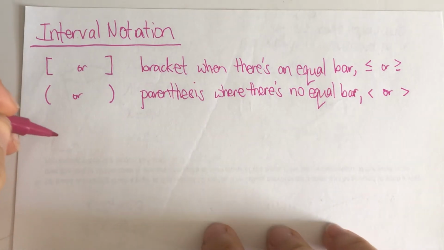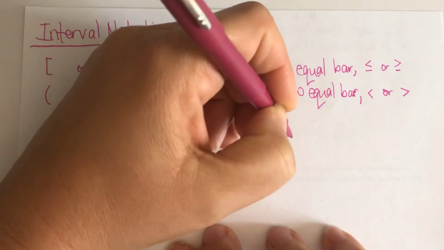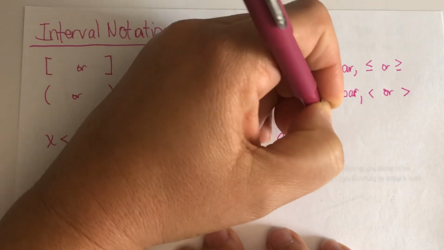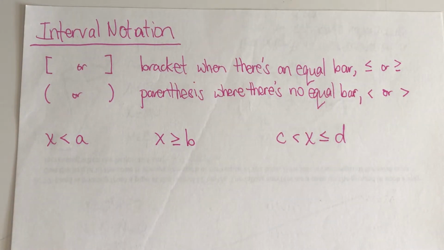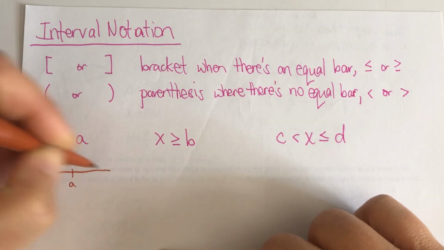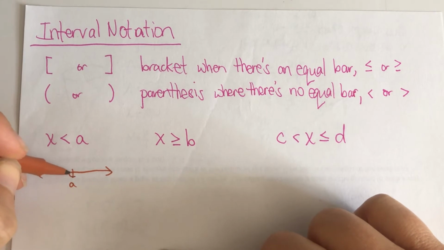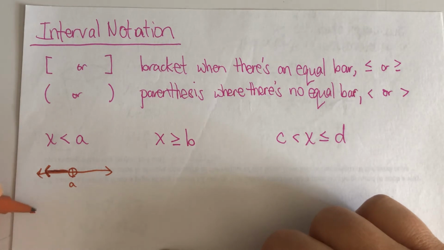So we've got a few different things that could happen, mixing in some equal bars and some non-equal bars. And A, B, C, and D are just representing numbers. So think about these on a number line. If I had some number A, and I'm going less than, I have an open dot because there's no equal bar, and I'm going to the left because it's less than. So this arrow is pointing to negative infinity.